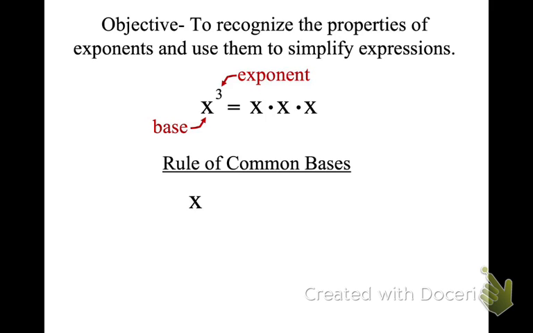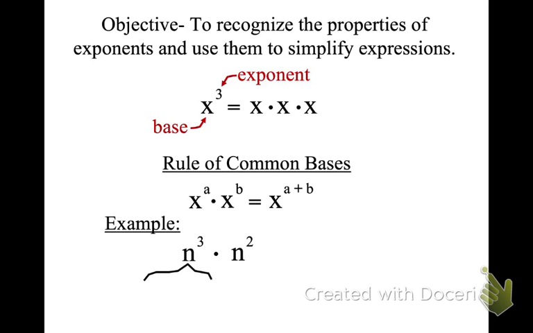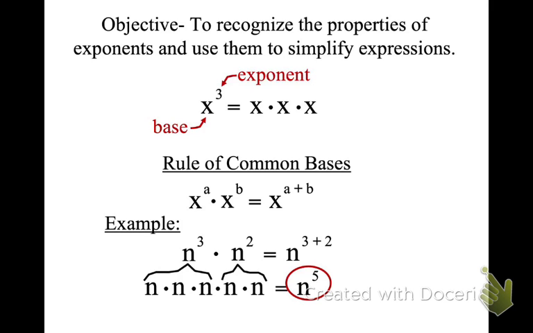Okay? So here's our rule of common bases. When we are multiplying and they have the same base, see how they both have the same base x, then we add the exponents. Now let's take a look at why that's true. When I have n to the third, that makes n times n times n. When I have n squared, that makes n times n. All together, don't we get n to the 5th power? Count up all those n's. So if we use our shortcut rule, n to the 3rd power plus the 2nd power makes n to the 5th power.